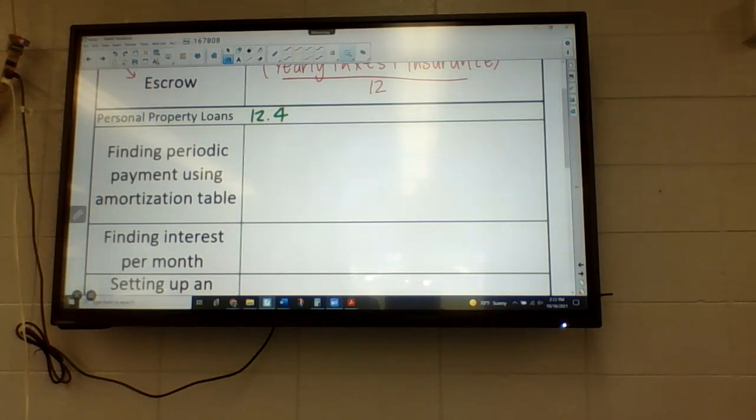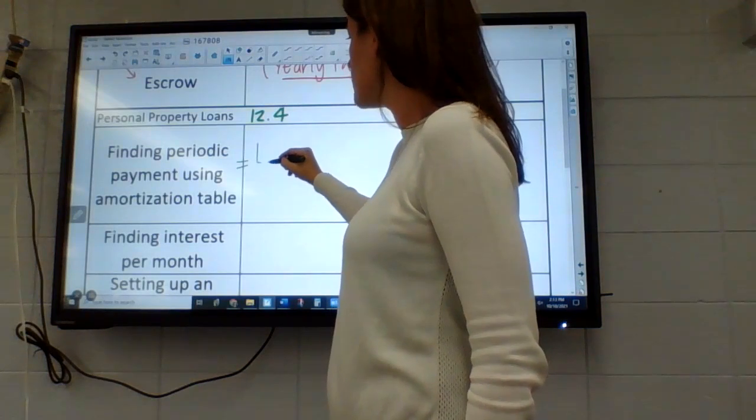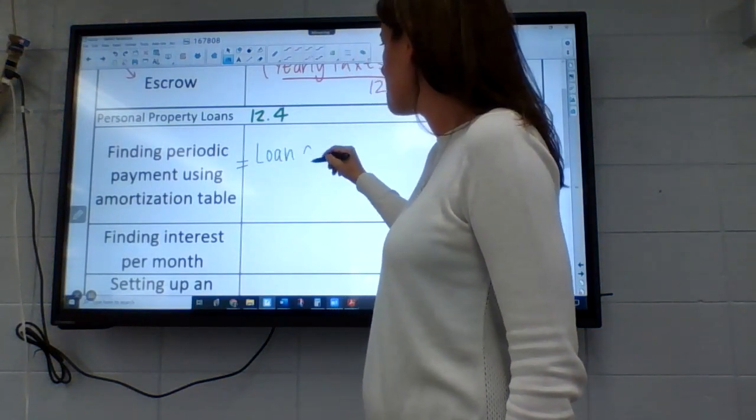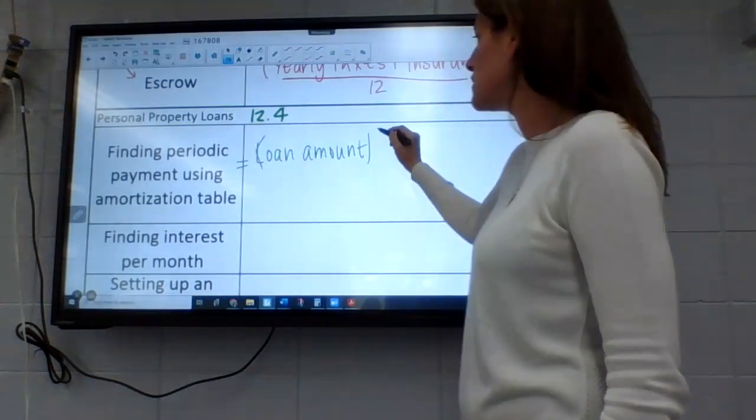All right. So finding periodic payment. Now this is really similar to the home loan. The real estate loan and the personal property loan aren't really all that different, other than the rates are a little bit different. So the loan amount gets multiplied by the number from the table, but you don't have to do any of the dividing like we did in the real estate loan because the numbers are typically smaller. So this is the loan amount, and this is then times the number in the table.